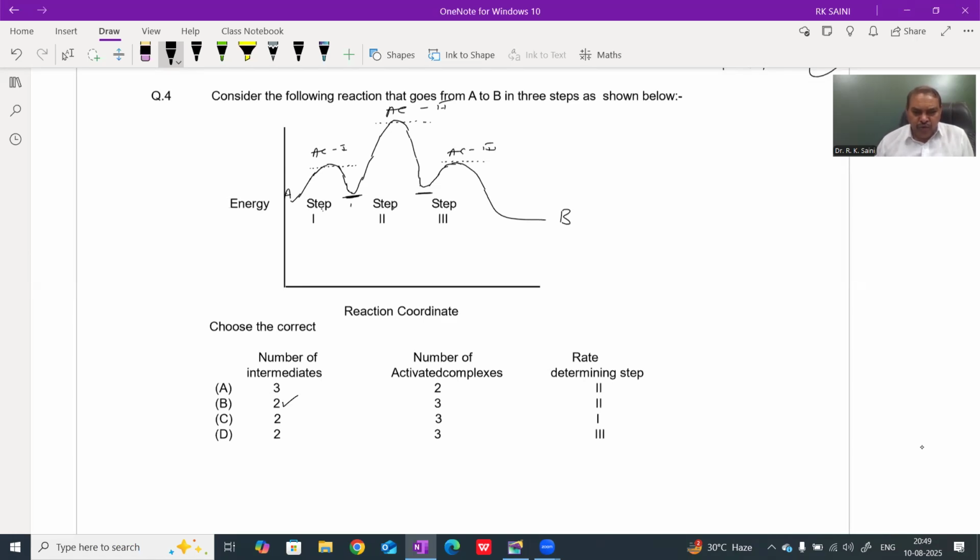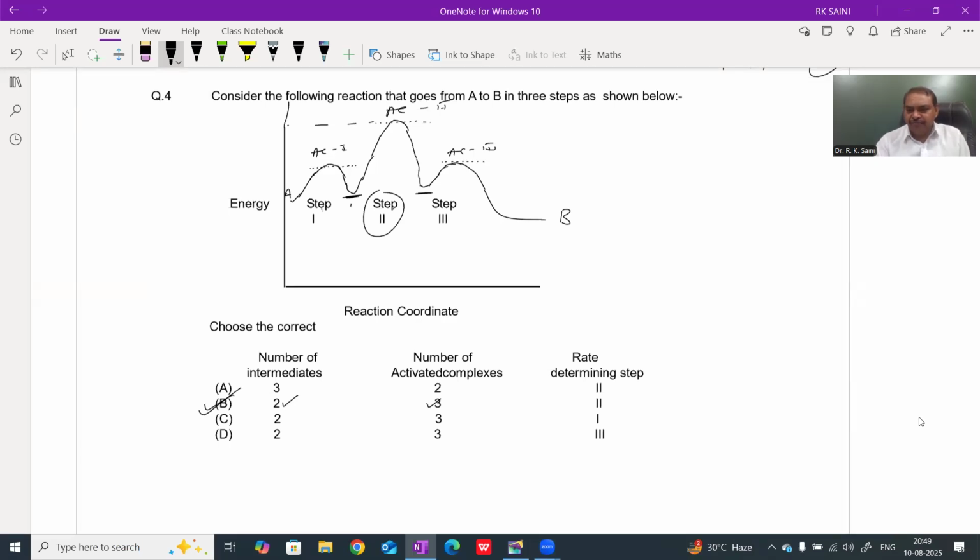Number of intermediates 2, number of activated complexes 3, and the rate determining step. The rate determining step is the second. The step with the highest value of activation energy is the slowest step, and we know that the slowest step is the RDS, or rate determining step. Therefore, your answer is B.